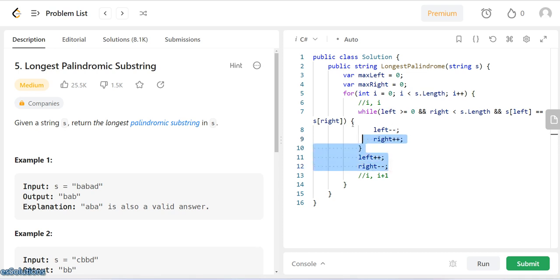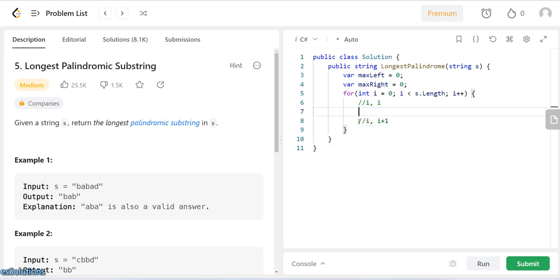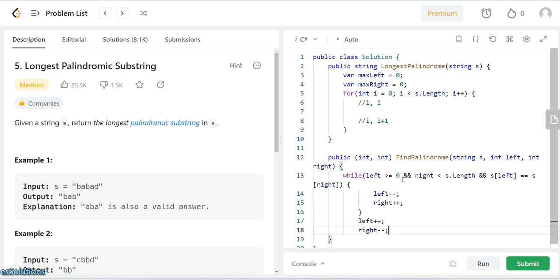But because it's the same logic I will use for both of these, let me just extract that into a function. That will give us a tuple. Let's call it find palindrome. I will need my string, the left, and the right. Let's just paste this here and see.